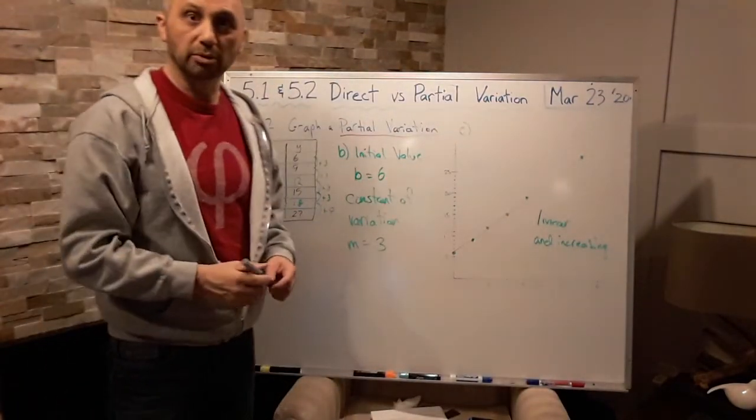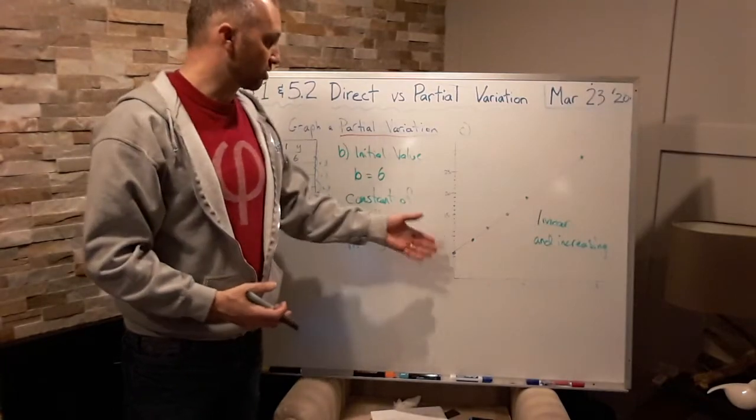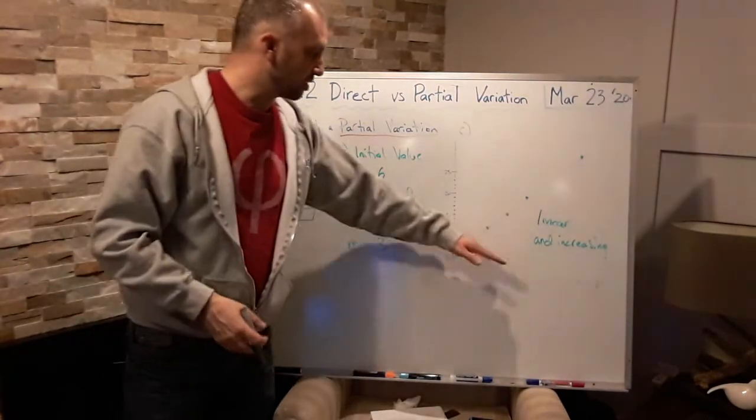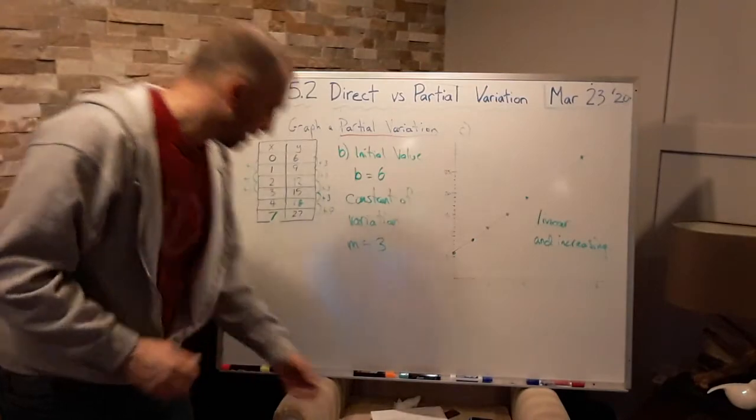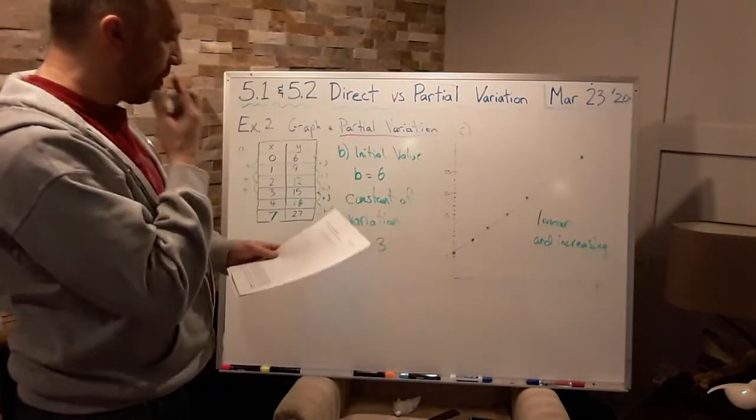If it was curved, I would call it nonlinear. Since it's straight, call it linear. And since it's going up, we'll call it increasing. That's about it. That's example 2.